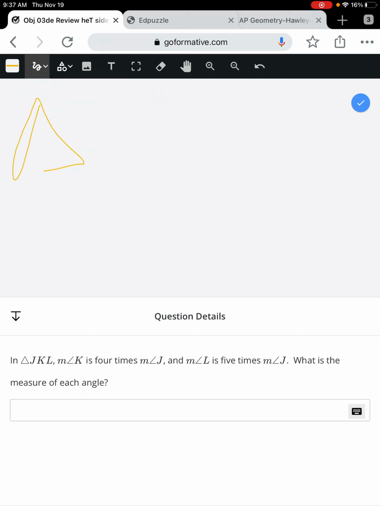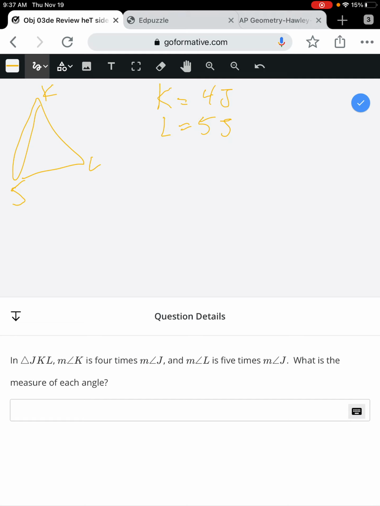Okay, these ones, you guys tend to have an emotional breakdown for these. It's not that bad. It's just a lot of substitution. So you write what you know. You know that the measure of angle K, and I'm just going to write K, that's going to be my variable, I'm not going to write the measure of, is 4 times the measure of angle J. I know the measure of angle L is 5 times the measure of angle J.